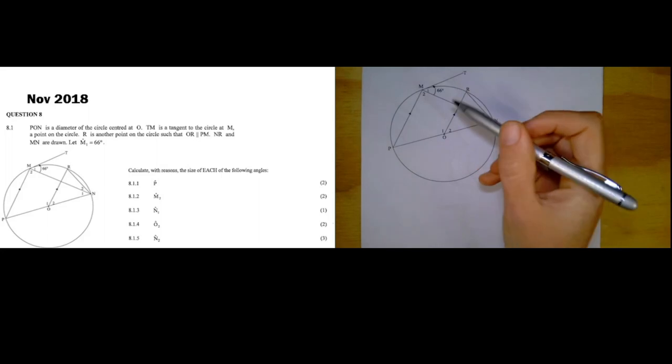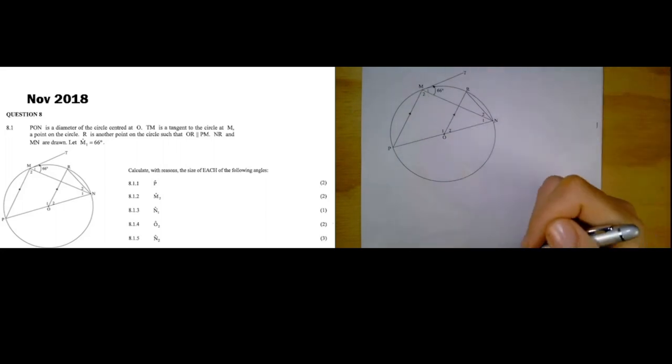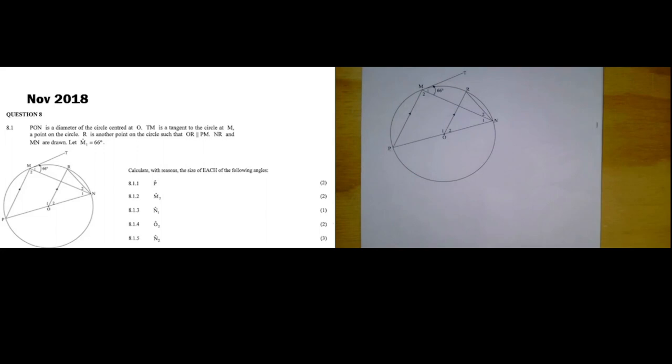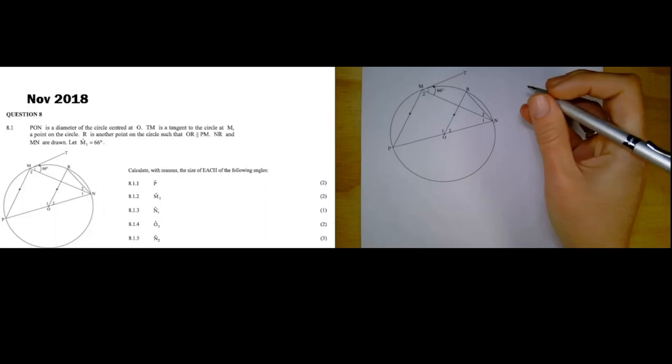At the circle with center O, TM is a tangent. Now I've got a tangent to the circle at M. ON, a point on the circle. R is another point on the circle, so that OR is parallel to PN. If they give you parallel lines, remember alternating, corresponding, and co-interior angles. NR and MN are drawn. Let angle M1 be 66 degrees. Our first question.